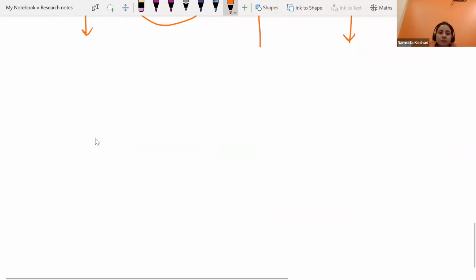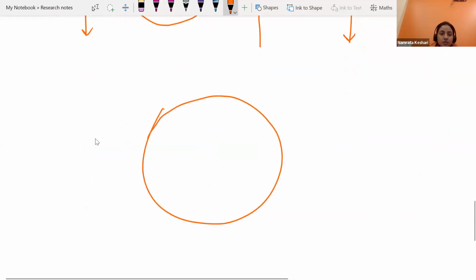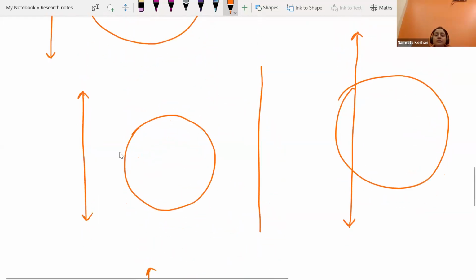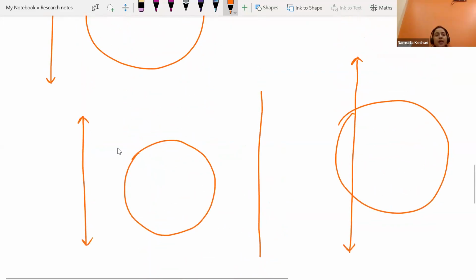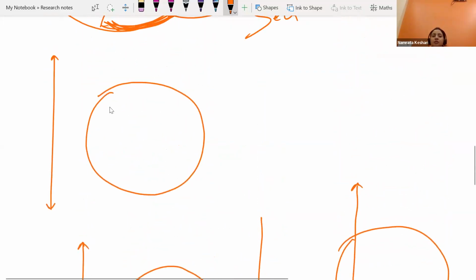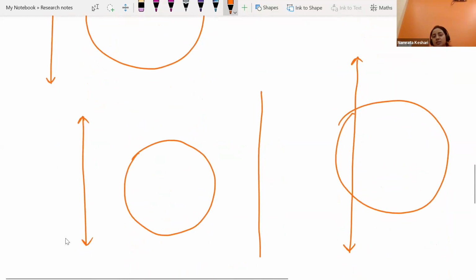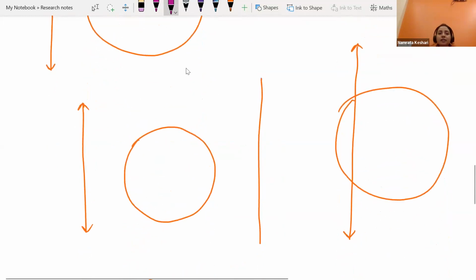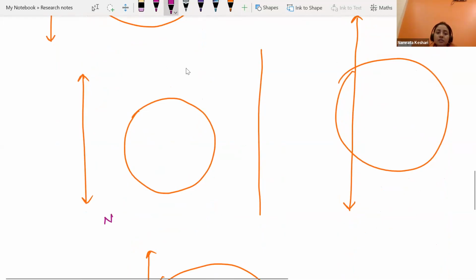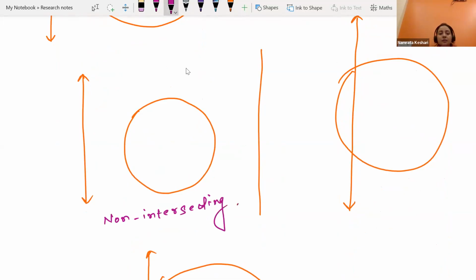Or maybe the line will just touch the circle like this. Called a tangent, right? Yes. When it touches, these are the only three possibilities we are having. If I'll be giving you a circle and a line, maybe the line will be just as it is, and that's called non-intersecting line, because it is not touching the circle at all. For this circle, this line is non-intersecting line.